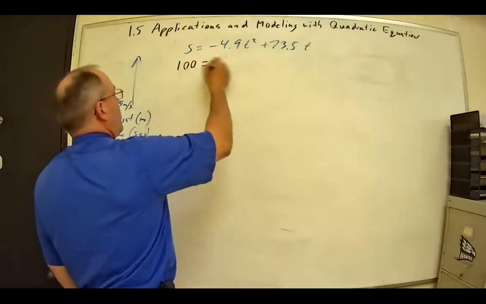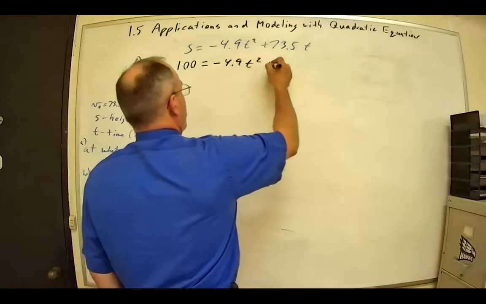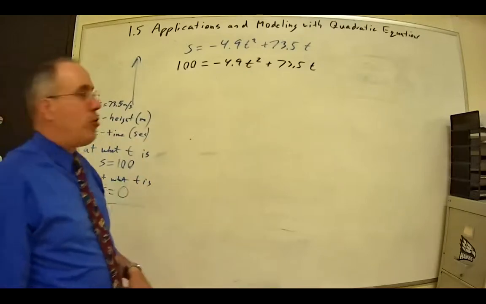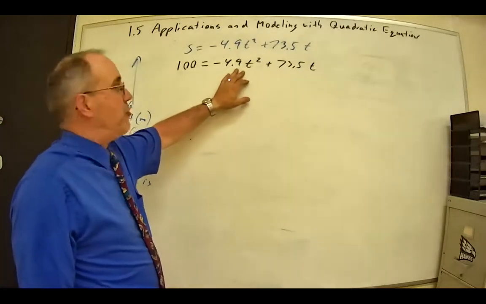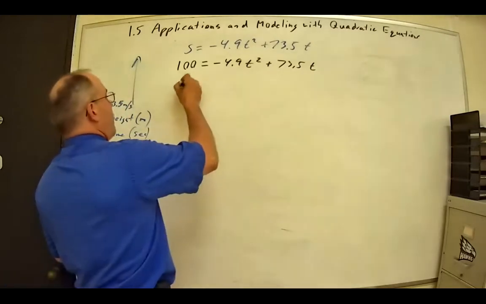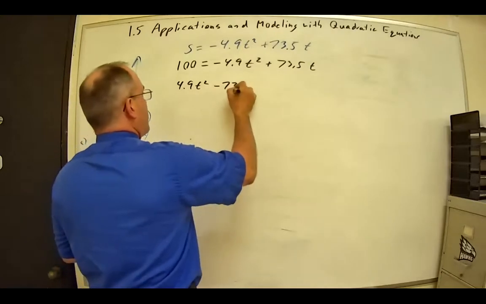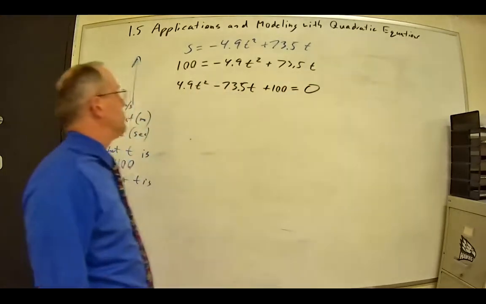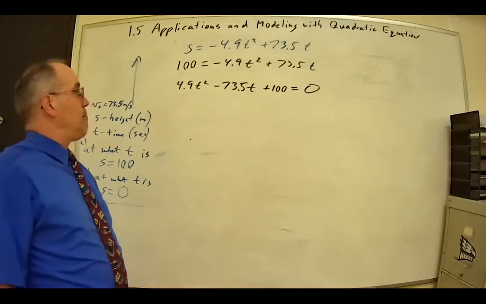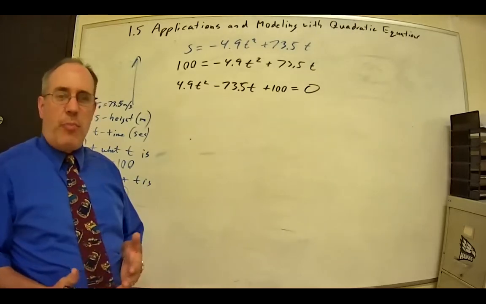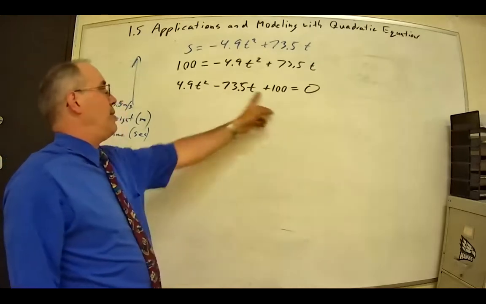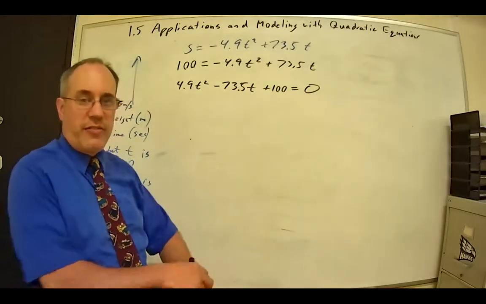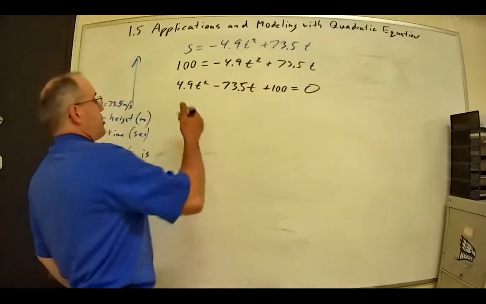100 equal to negative 4.9 t squared plus 73.5 t. Well, we want to get them all on the same side. You know me, I like to have a positive leading coefficient if possible, so I'm going to move them over to this side. So I have 4.9 t squared minus 73.5 t plus 100 is equal to 0. Now I don't like to make things any more painful than they have to be. So I'm just going to plug this into the quadratic formula. I'm not going to try dividing everything by 4.9, and I'm not going to do completing the square. So I'm just going to start plugging in.